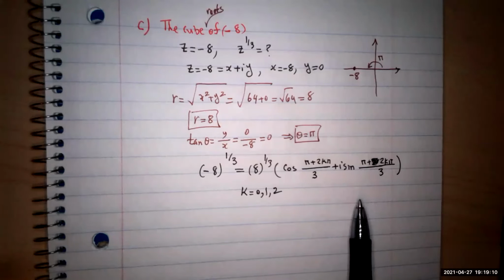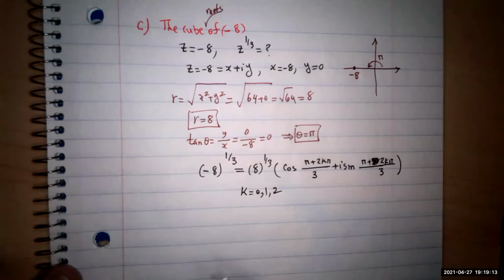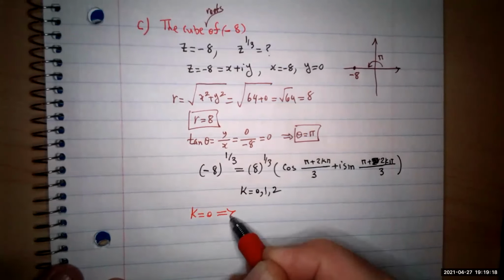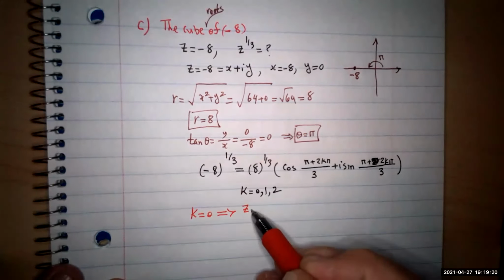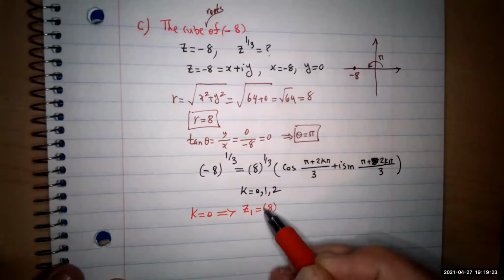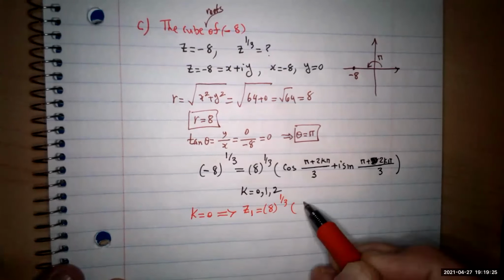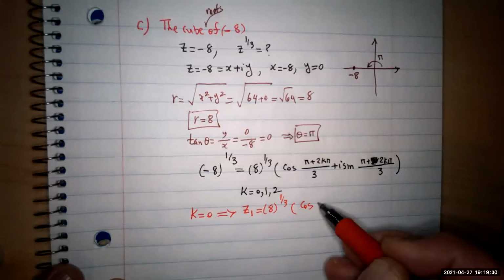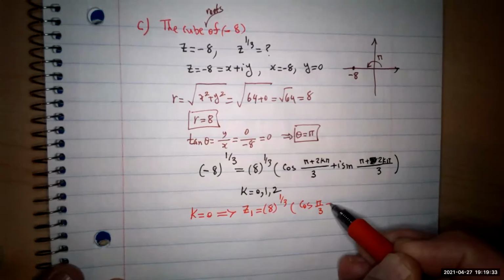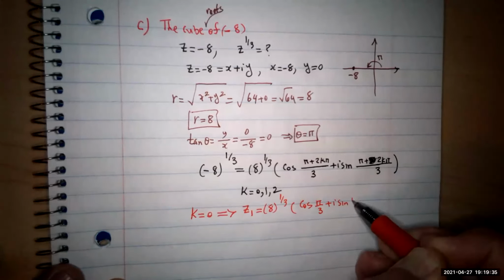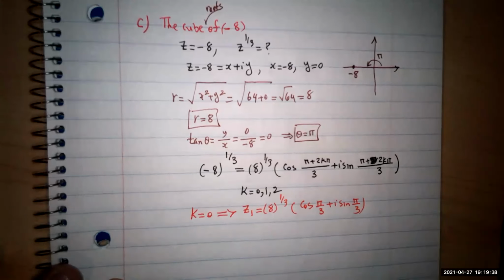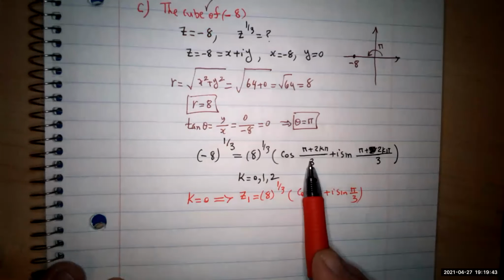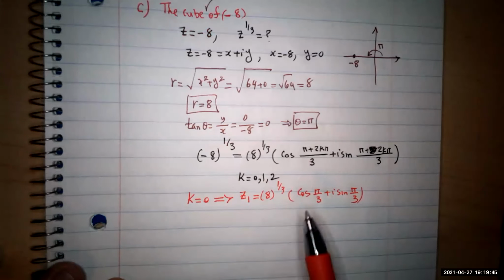Let's check the solutions. We need 3 solutions. K equal to 0 first. If you put K equal to 0, we call it Z1. It's going to be 8 to the 1/3, cosine of what? You replace K by 0, that gives you cosine of pi third only, plus i sine of pi third. We put K equal to 0, this part would be 0, so the leftover is pi over 3 plus pi third.